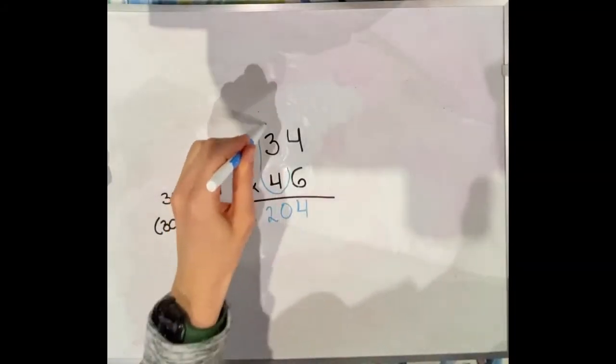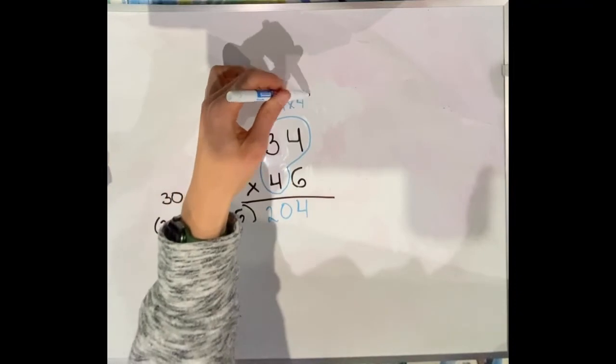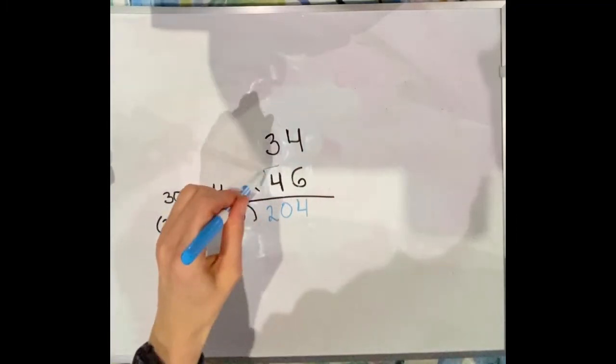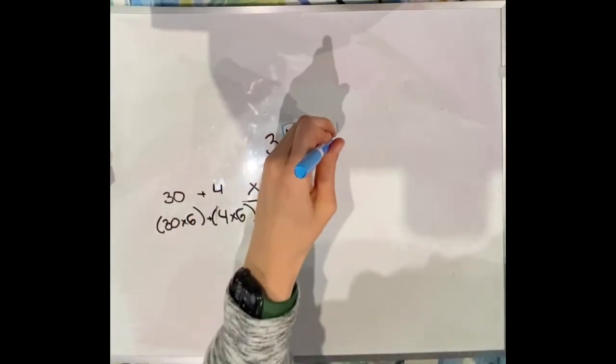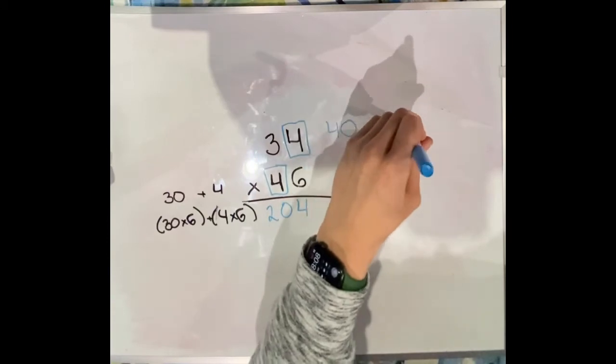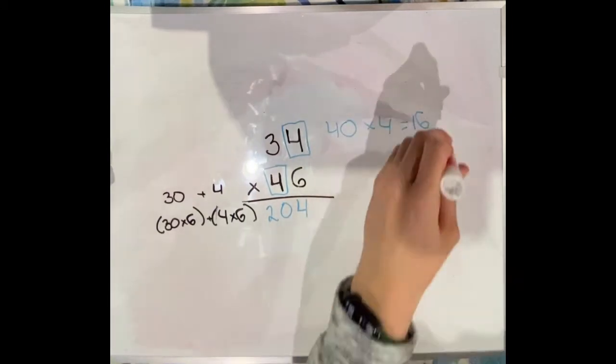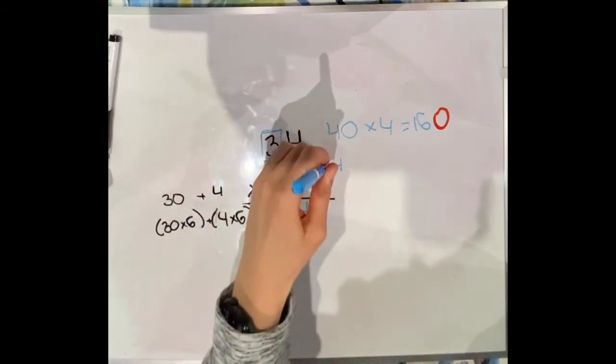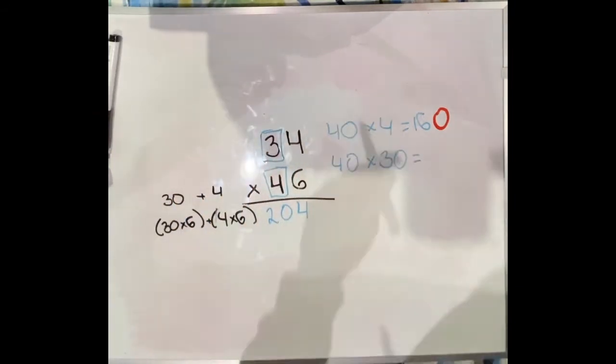Time to move on to the next set, 34 times 40. We can do the same steps here, but keep in mind that we've got an extra 0 here because 4 is in the tenths place. Again, let's stick with starting in the ones place. 4 times 4 is 16, so 40 times 4 is 160. Next, 3 times 4 is 12, so 30 times 40 is 1,200.